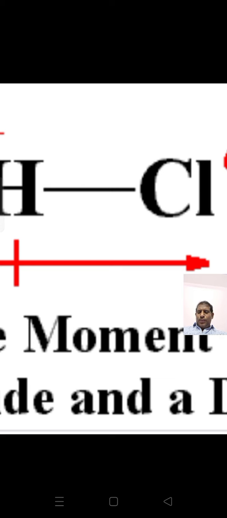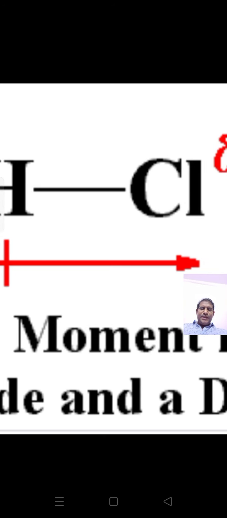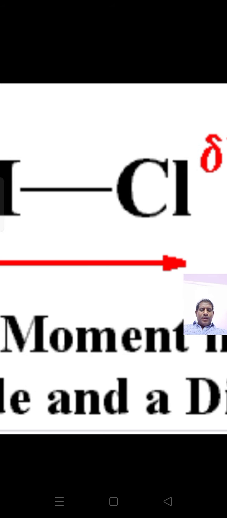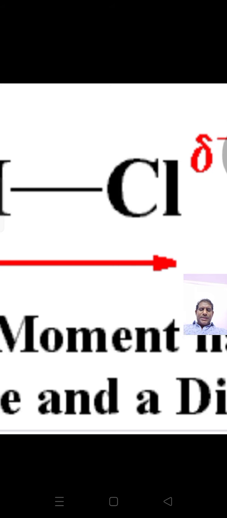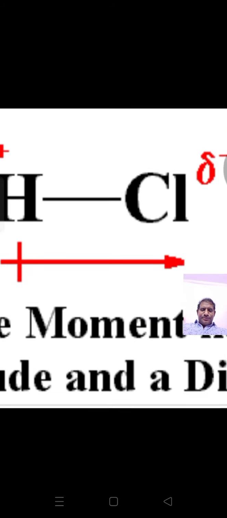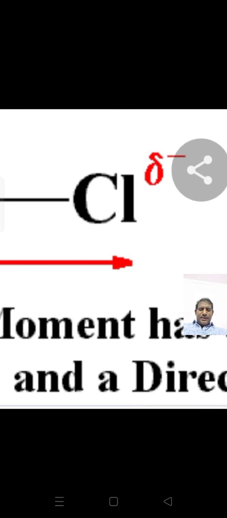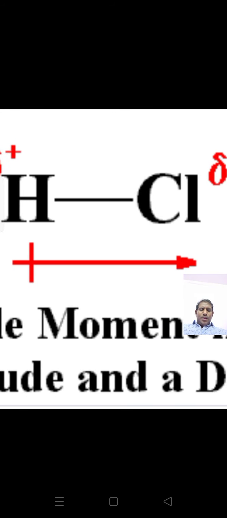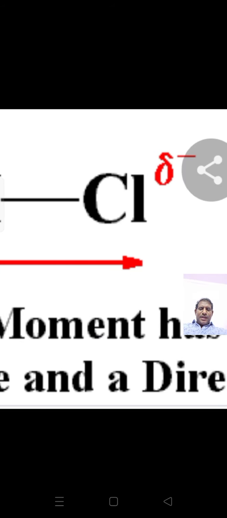The polarity of a polar molecule is expressed in terms of dipole moment. Dipole moment is generally represented by a crossed arrow. It is shifted towards the more electronegative atom. The less electronegative atom gains positive charge and the more electronegative atom gets negative charge.